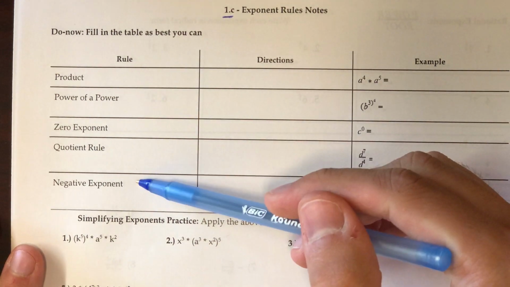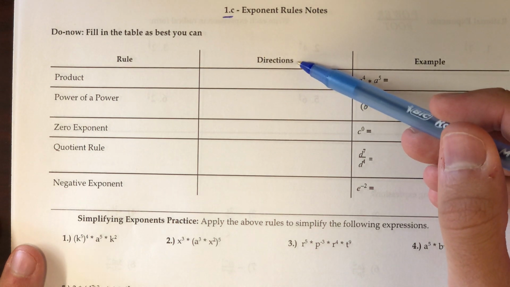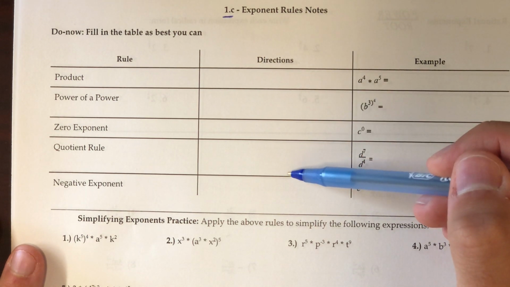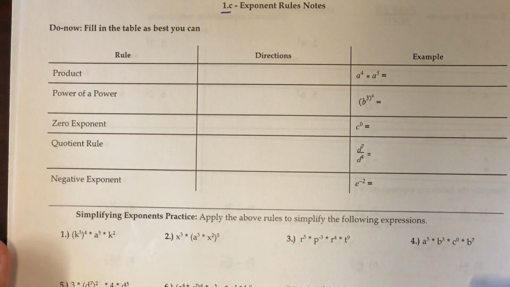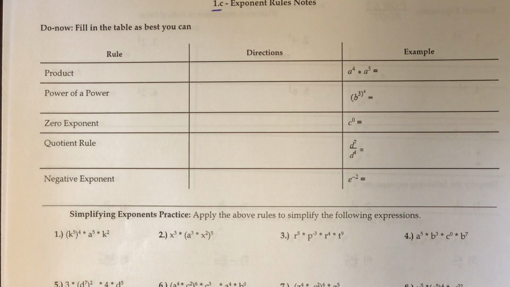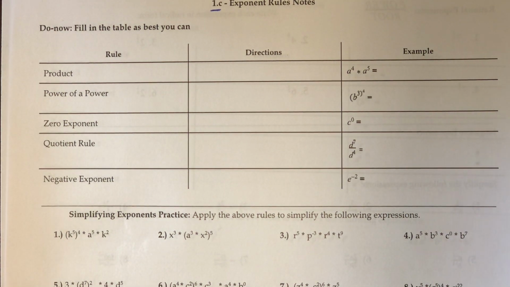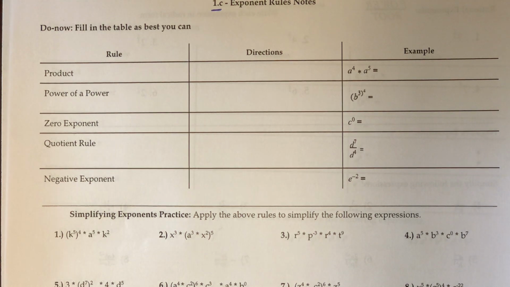So I've listed the names of the rules. Directions means what you do, like what happens when the rule is applied. And then I have an example here to help you, as well as show you what those rules are. So what I'd like you to do first is pause this video, copy down this table, and then fill it in as best as you can.